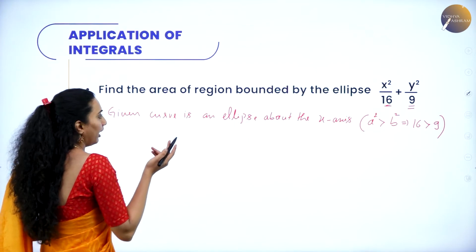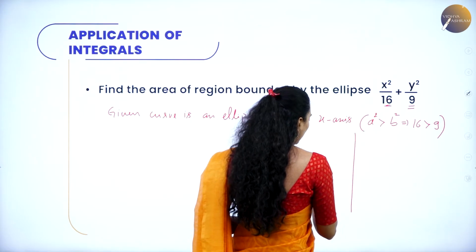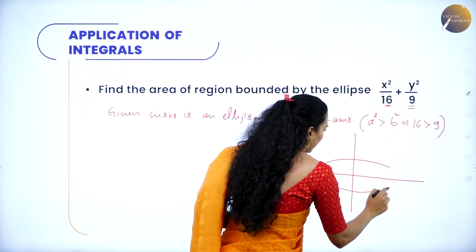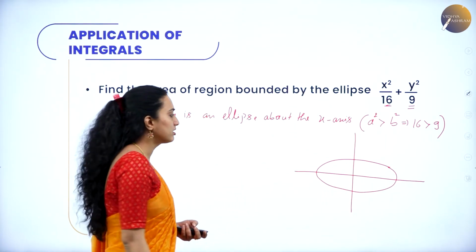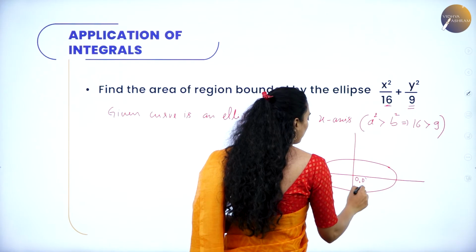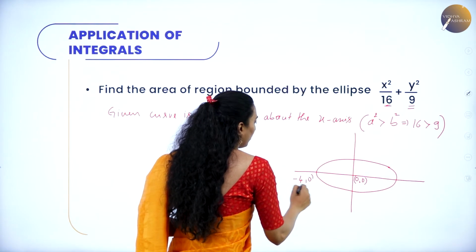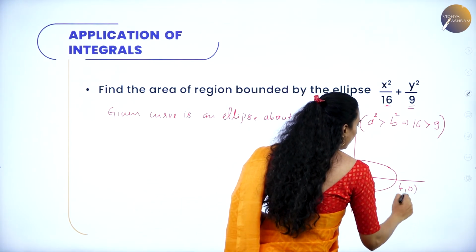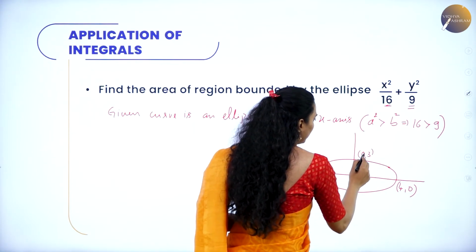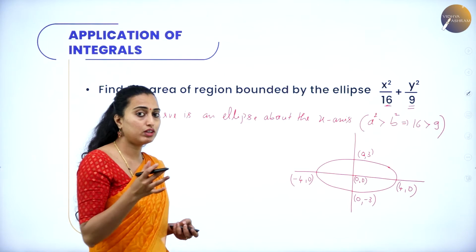So therefore, and what is the ellipse? You can write it as diagram. Diagram will come like this. So this is what an ellipse you are having, about the x-axis. Now they have given, this is a center which is nothing but 0, 0. You can have here, they have given 16 means minus 4, 0, and this is 4, 0, right? And this is 9 means 0, 3, and here 0, minus 3, right?